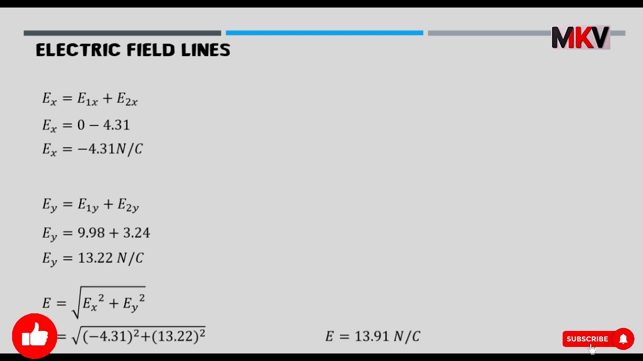So we therefore resolve our E, which equals the square root of Ex squared plus Ey squared. Substituting our values, E equals square root of minus 4.31 squared plus 13.22 squared. Therefore, our net electric field equals 13.91 Newton per Coulomb. So at point P, the net electric field from charge Q1 and charge Q2 is equal to 13.91 Newton per Coulomb.